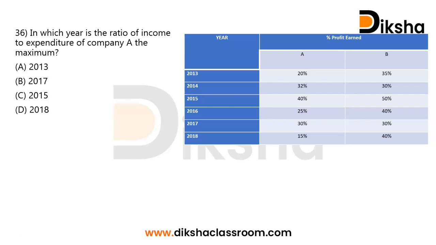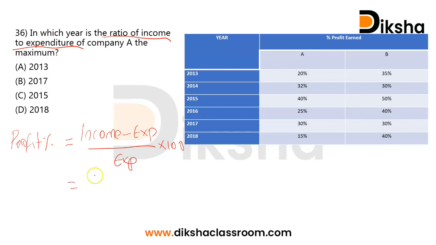Okay, so that's it. Let's try to do it. It's a bit testing question because the question is regarding the ratio of income to expenditure. So we can go to the same equation we have. Profit percentage equal to income minus expenditure by expenditure into 100, which can be split as, so from this we can write profit by 100.